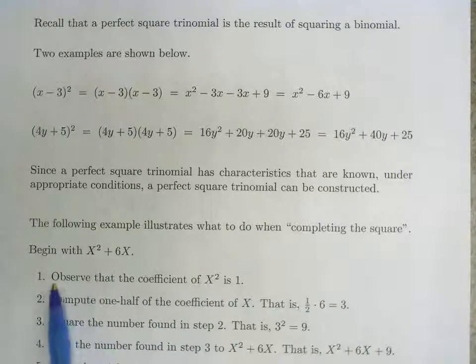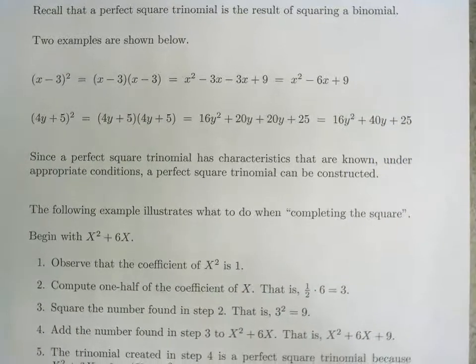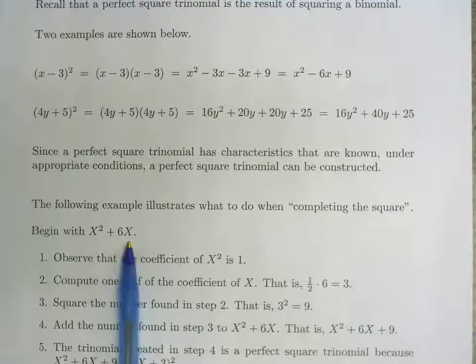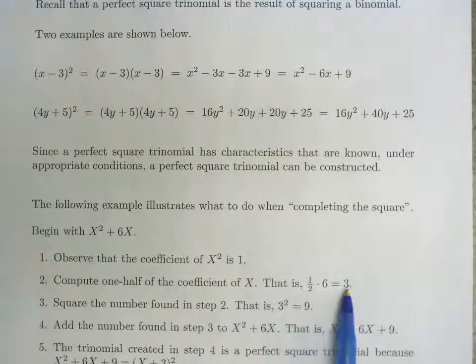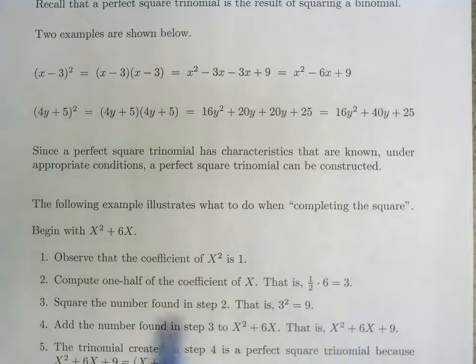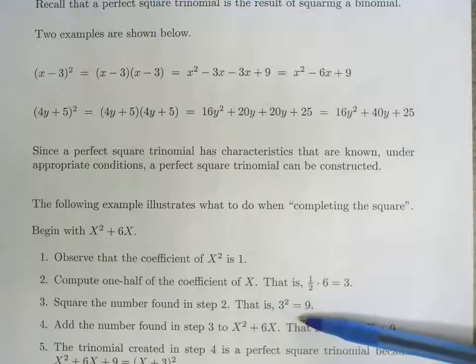So observe that the coefficient of x squared is 1. Then we're going to compute 1/2 of the coefficient of x. So in this example, the coefficient of x is 6, and so we compute 1/2 of 6, and that's just 1/2 times 6, which is 3. In the next step, we square the number found in step 2. The number we found in step 2 is 3, so when we square 3, 3 squared equals 9.